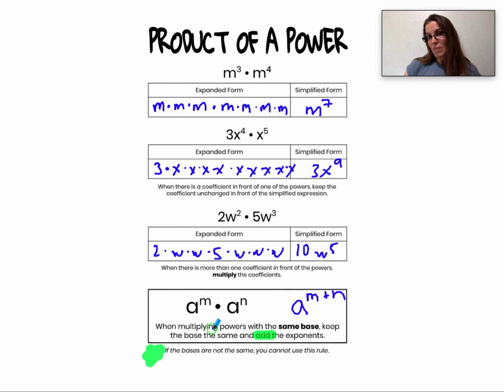Now, our goal is to memorize this rule and to be able to use it. However, we hope that you understand the intuition behind it. The reason that you're adding the exponents is because there's 3 factors of m times 4 factors of m. That gives us 3 plus 4, 7. Here we have 4 factors of x times 5 factors of x. That gives us 4 plus 5 factors of x, which is 9. Again, w times w times w times w times w is w squared times w to the third. We're adding those exponents.